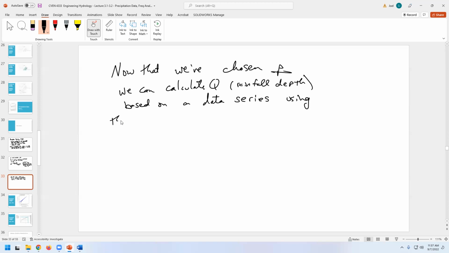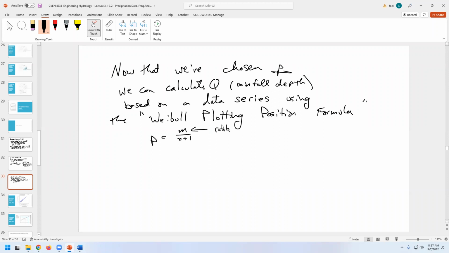Using the Weibull plotting position formula. And that simple equation is P is equal to M over N plus 1. M is the rank, and that goes from 1, which is the highest value in a data series. And then N is the number of years if we're using an annual series. And so this is going to be our probability.